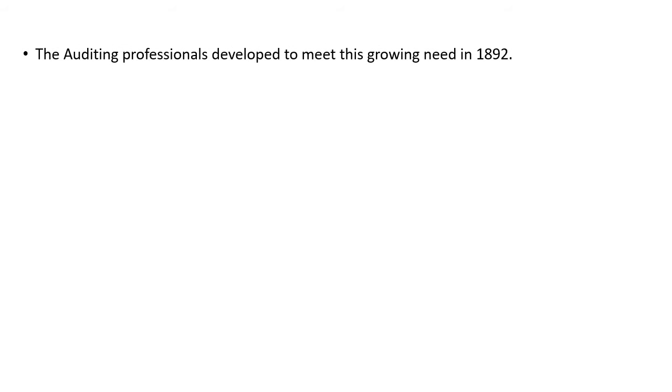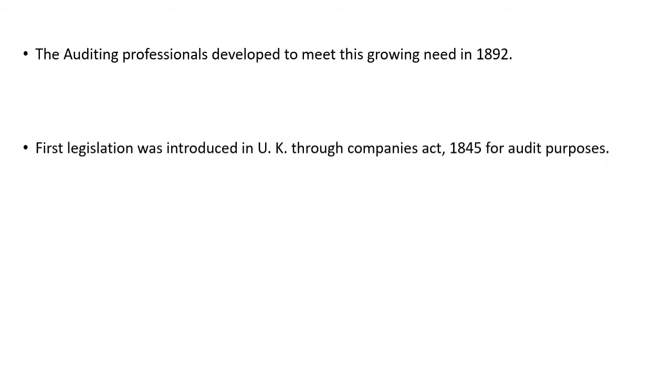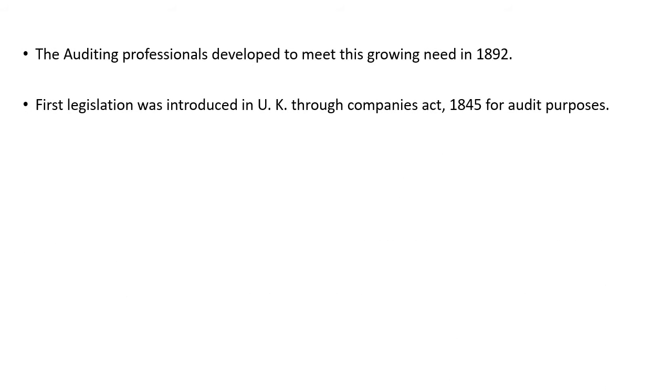Thereafter, auditing professionals developed to meet this growing need in 1892. So in the 18th century itself, a professional body of auditing developed. The first legislation was introduced in the UK through the Companies Act 1845 for audit purposes. In 1845, the UK fixed a proper legislation to conduct the audit.